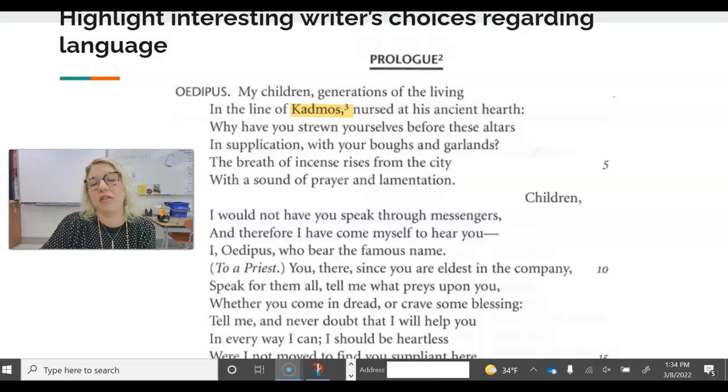"You, there, since you are eldest in the company, speak for them all. Tell me what preys upon you, whether you come in dread or crave some blessing. Tell me, and never doubt that I will help you in every way I can."